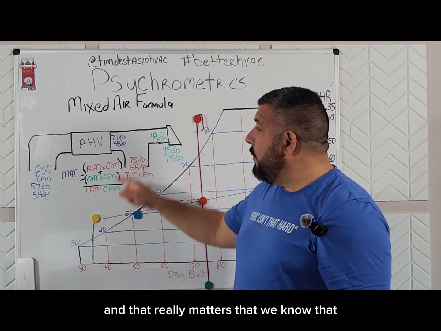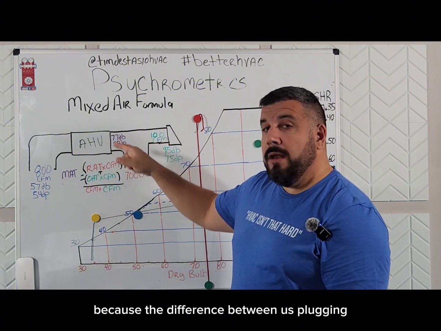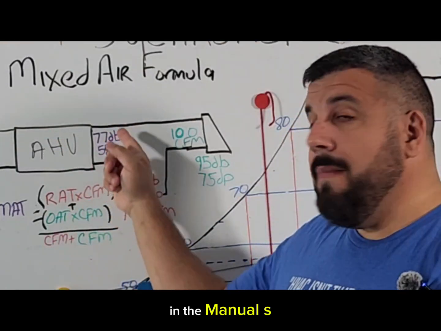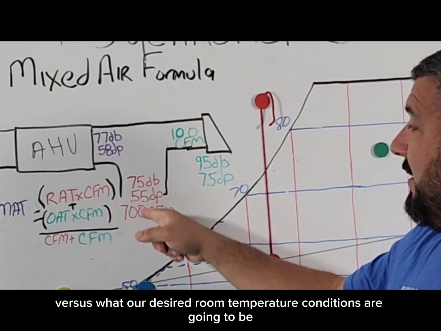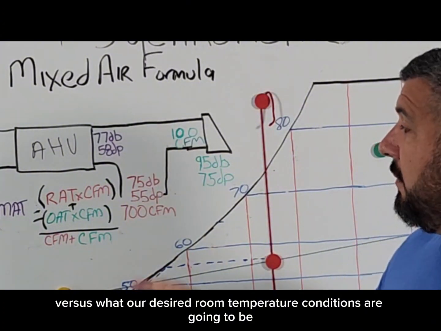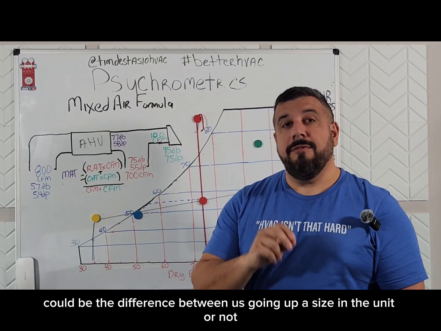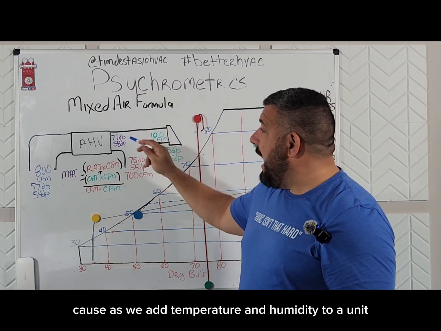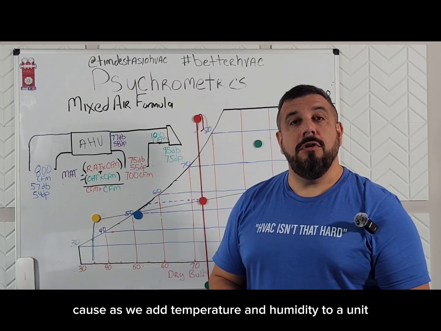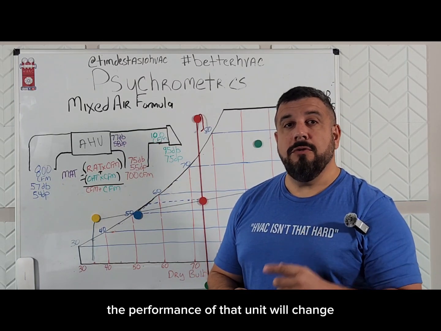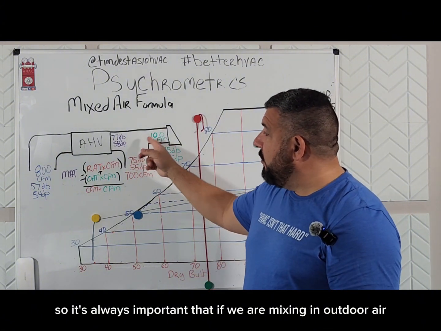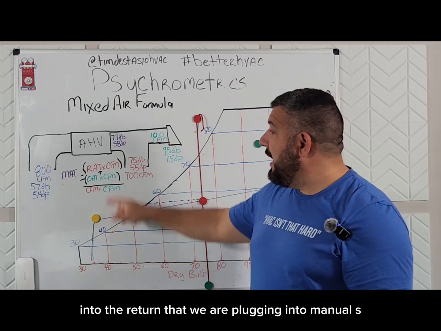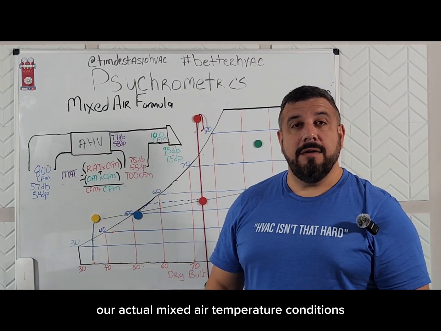It really matters that we know that, because the difference between plugging these numbers into Manual S as what's actually hitting our cooling coil, versus our desired room temperature conditions, could be the difference between going up a size in the unit or not. As we add temperature and humidity to a unit, the performance of that unit will change. So it's always important, if we are mixing outdoor air into the return, that we plug our actual mixed air conditions into Manual S.